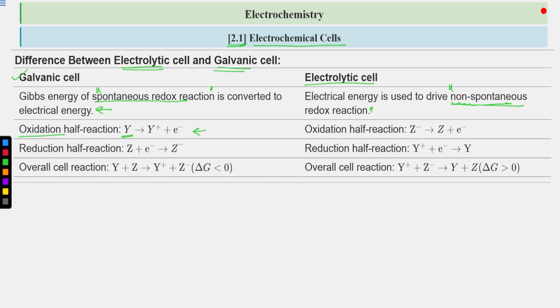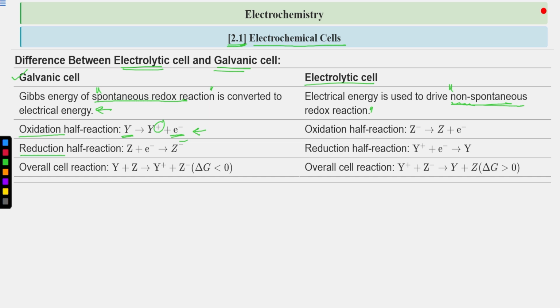And in this given reaction, what is happening? Y is losing its electron, right? It is releasing its electron. That means it is undergoing the oxidation process, so this half reaction is an oxidation half reaction. Y is converting to Y positive because it has lost one electron, which means one positive charge comes over Y.